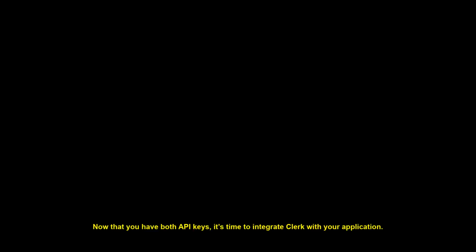Now that you have both API keys, it's time to integrate Clerk with your application. If you are using a front-end framework, install the Clerk SDK using npm or yarn. Import the necessary Clerk components into your application files. Next, wrap your application with the Clerk provider component. This step allows Clerk to manage authentication across your app seamlessly.